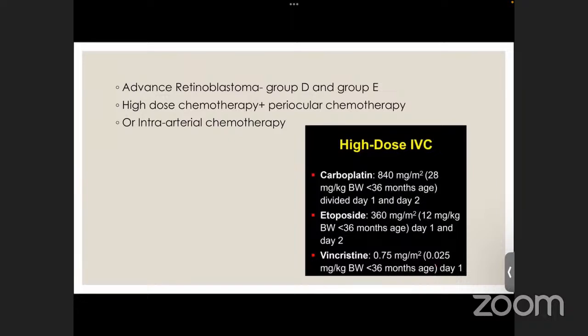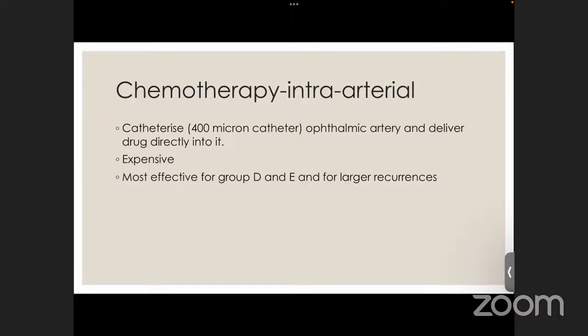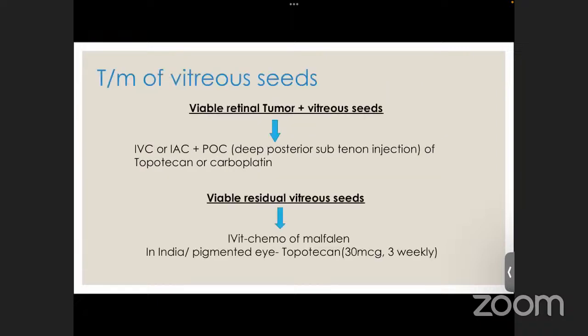Other than that, you can also give intra-arterial chemotherapy. In intra-arterial chemotherapy, you catheterize the ophthalmic artery and deliver the drug directly into it. It is the most effective for group D and E and for larger recurrence, but the disadvantage is it is very expensive. To conclude, in group A, B, C, chemotherapy alone with focal therapy will help, but in group D and E, you can give either intra-arterial therapy or intravenous therapy with periocular injection.